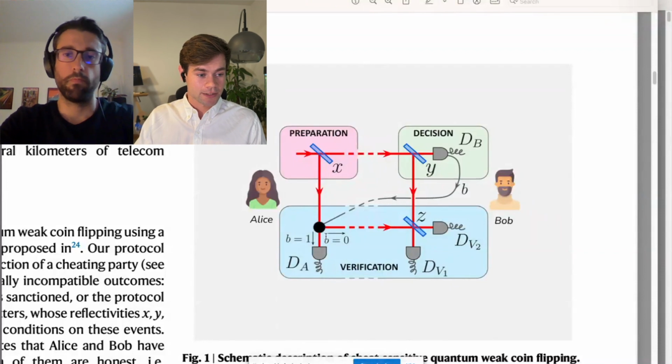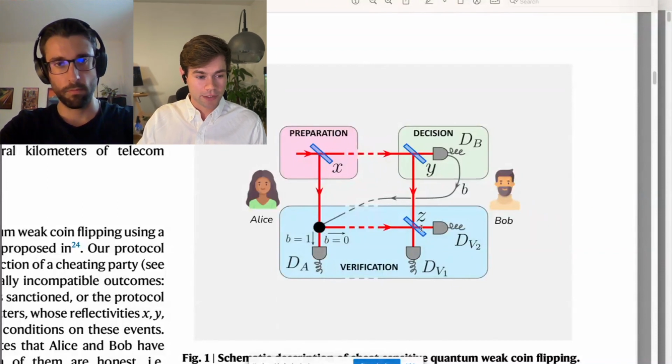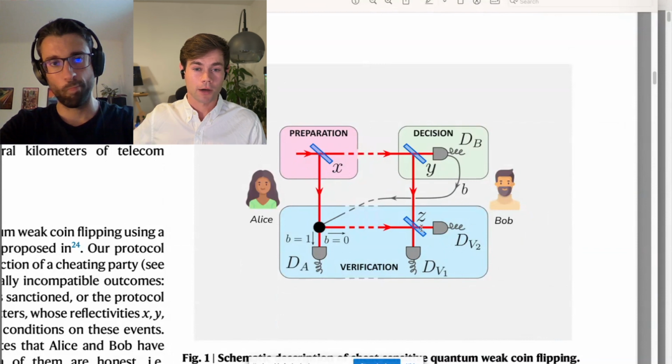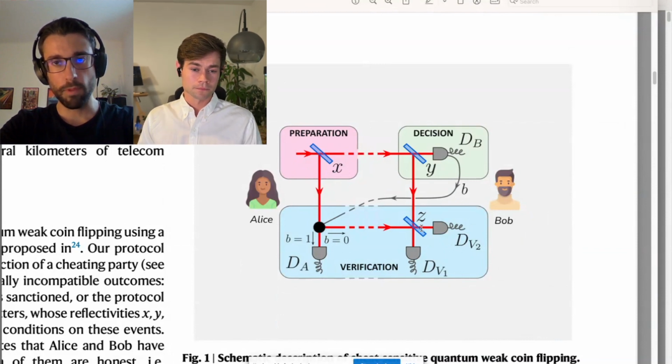Bob then sends this to Alice again in this stage, and then there's a final interferometer here, Z. Can you explain the purpose of that one? How do we get now from Bob having measured the outcome here to actually an outcome that we can measure and determine if one of these parties is cheating?